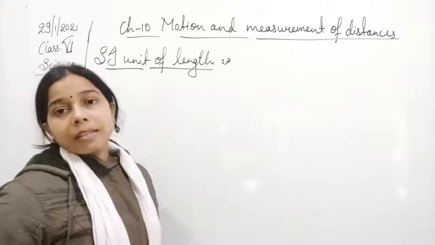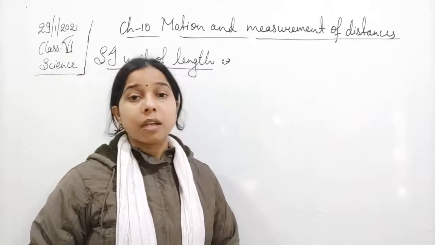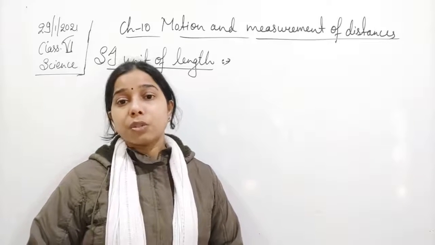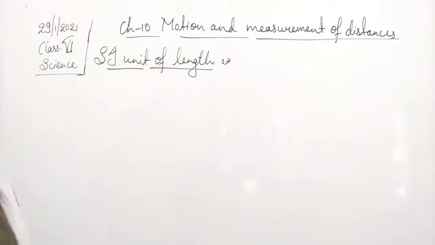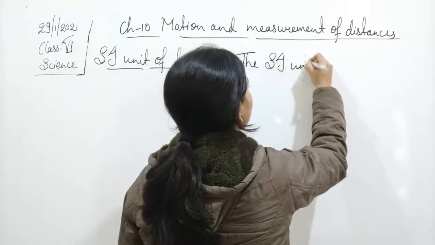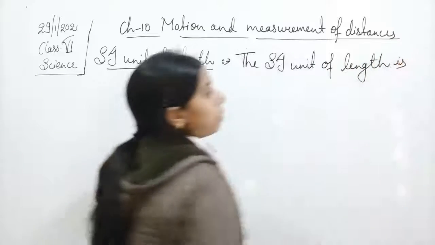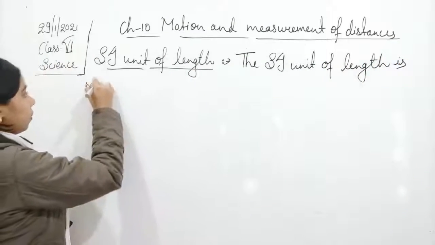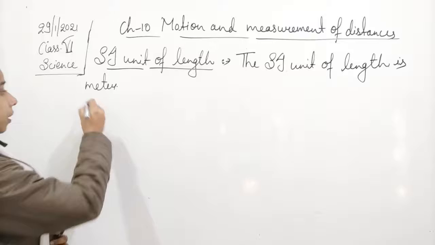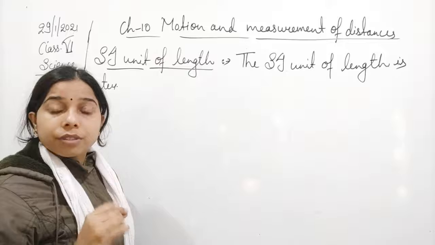So what is the SI unit of length? To measure the distance between any two places, to measure the length, we use the standard unit, and that is known as the meter. So we can write that the SI unit of length is meter. And the symbol that we use to represent the SI unit of length is m.